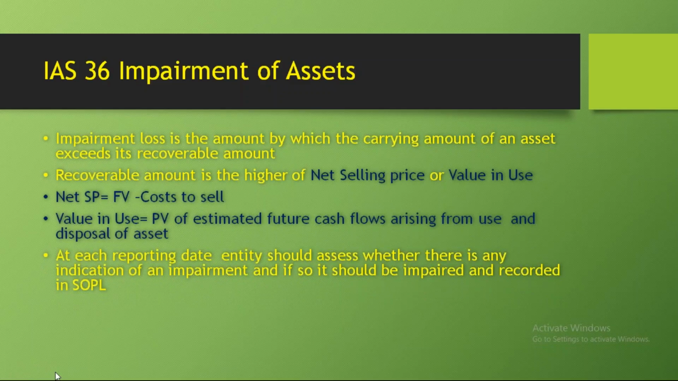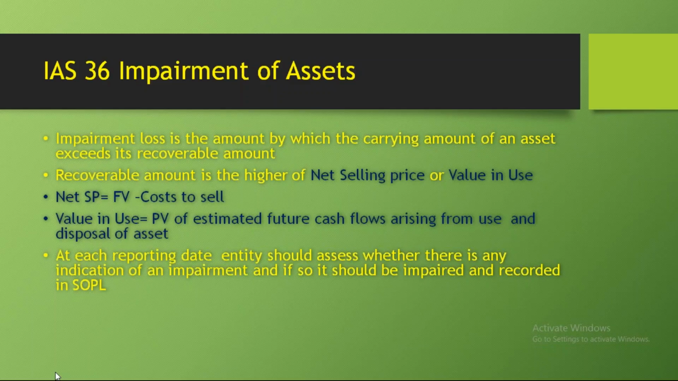At each reporting date, the company should assess whether there is any indication of impairment, and if there is any impairment, it must be written off straight away to the P&L. How do we know that there is an impairment? You have to identify possible impairments. It can be done either externally or internally. If there is a possible impairment, you must do an impairment review, and then according to IAS 36, record the impairment.